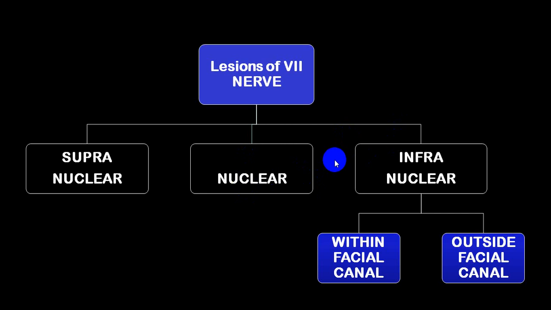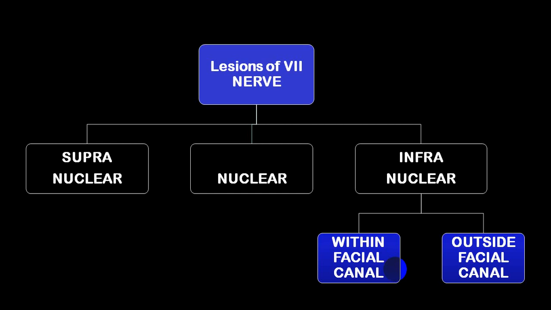And again, after coming out from the pons, it has an infranuclear portion that is inside the facial canal and outside the facial canal. In the facial canal, it gives out three branches. One, the superficial petrosal nerve, which will be supplying the lacrimal gland.